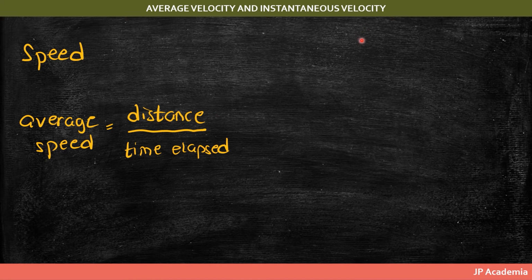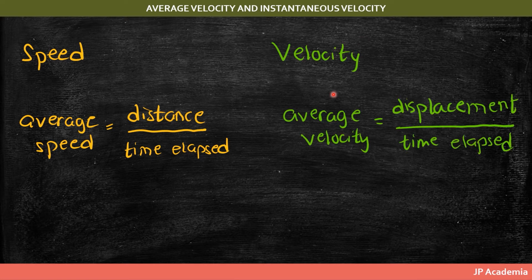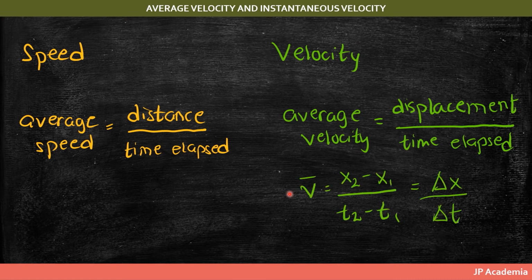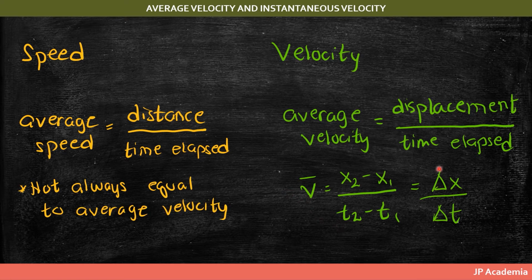On the other hand, we have here velocity that takes into account both the magnitude and direction of a moving object. And the average velocity can be expressed as the displacement, delta x, over the time elapsed, delta t. Note that the average speed is not necessarily equal to the magnitude of the velocity. So we have here the mathematical expression for the average velocity.